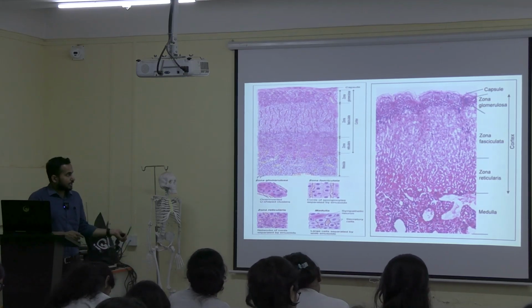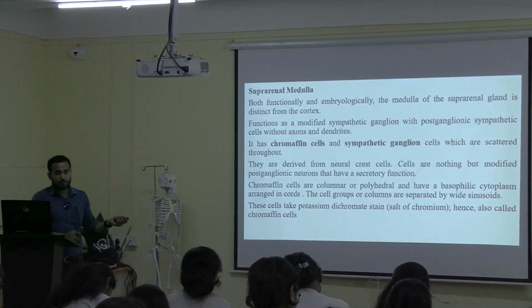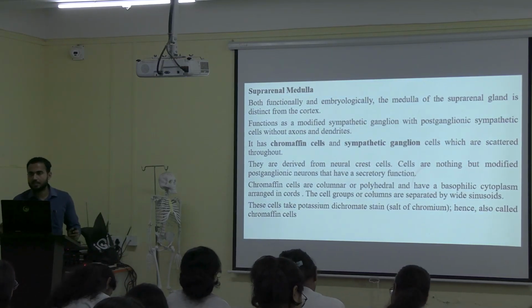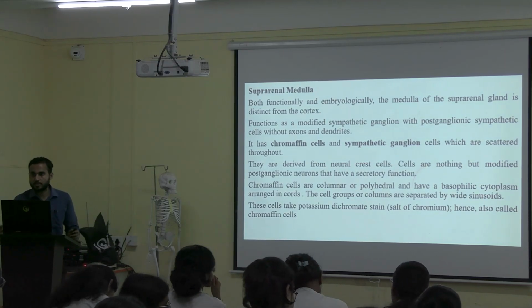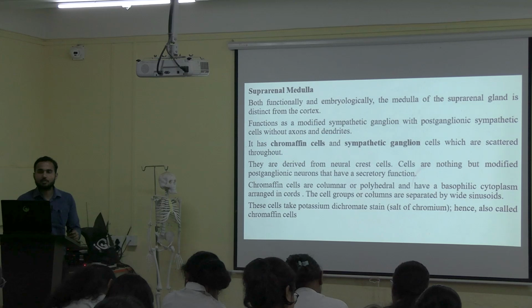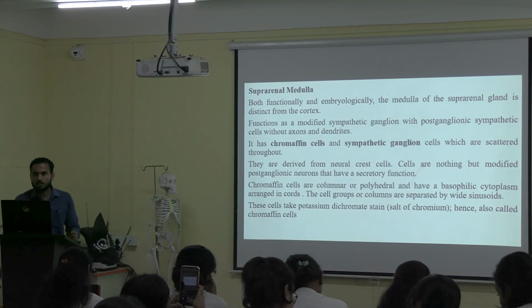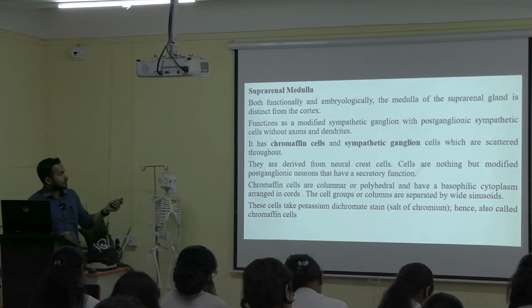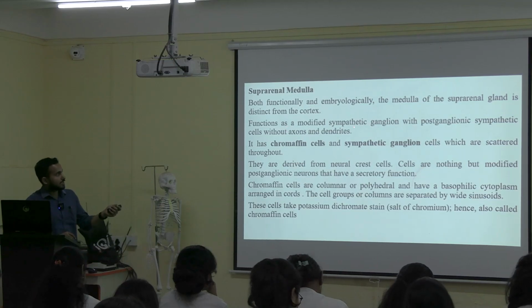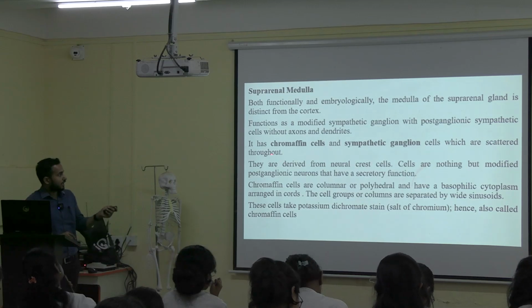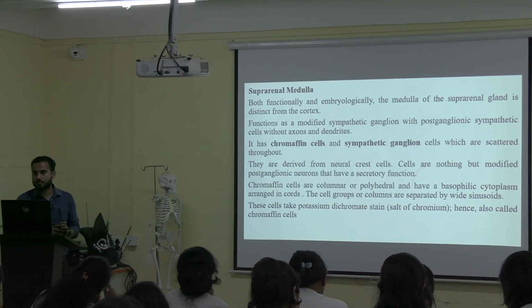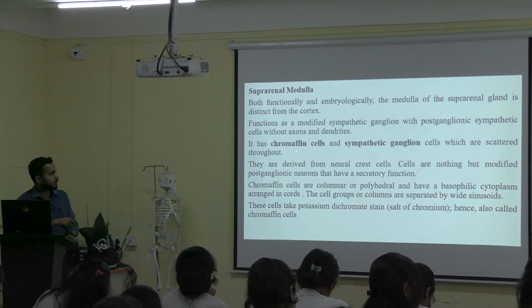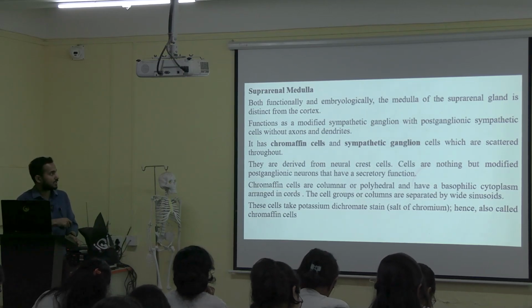Lastly, the medulla. Structurally and functionally, it is different from the cortex, and embryologically it is also different. That means the source, how it is derived, is also different from the cortex. The medulla is a modified sympathetic ganglion with postganglionic sympathetic cells. It has chromaffin cells and sympathetic ganglion cells. These are the two types of cells which are present.